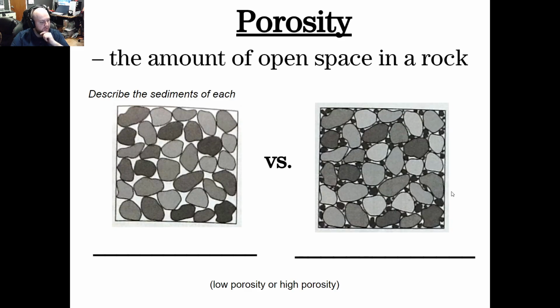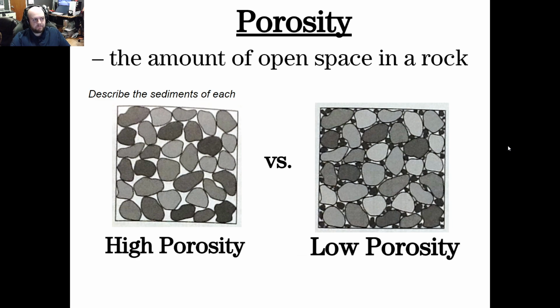So here's the first thing you're going to write down, where it says porosity in your notes. It is the amount of open space in a rock. Okay, so write that in that box on the left there. Now, let's describe the sediments. When there is a lot of open space, we have a high porosity. When there is not so much open space, like in this picture on the right, we have a low porosity. Okay, so not so much open space.